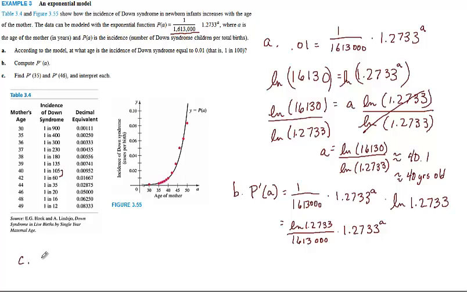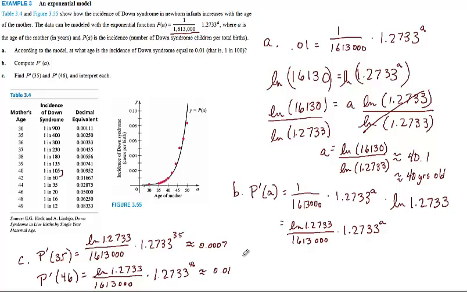The C part, I need to find P prime of 35, which just means I'm just going to put a 35 in here for A and crunch those values. And then I need to find P prime of 46. I'm going to just plug that in and crunch those values, and then I'll be right back.